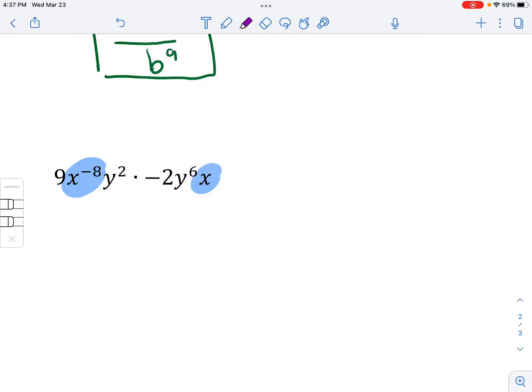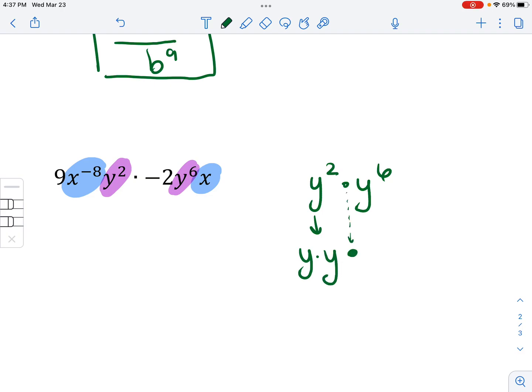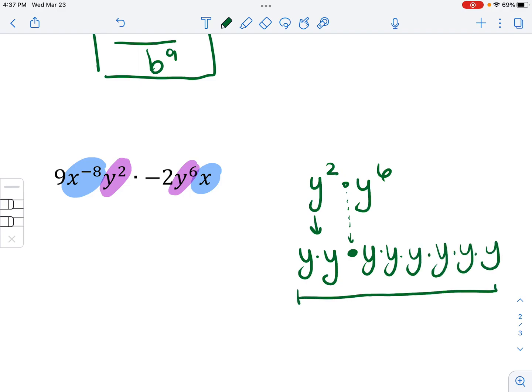And y² is combinable with y⁶. So if you remember, if you've got y² times y⁶, y² literally means y times y. Y to the 6th is y times y times y times y times y times y. And this is the long way of writing y to the 8th.